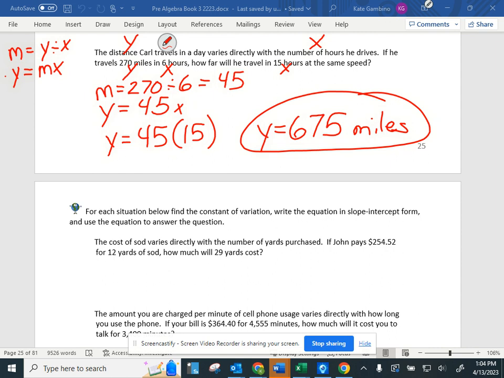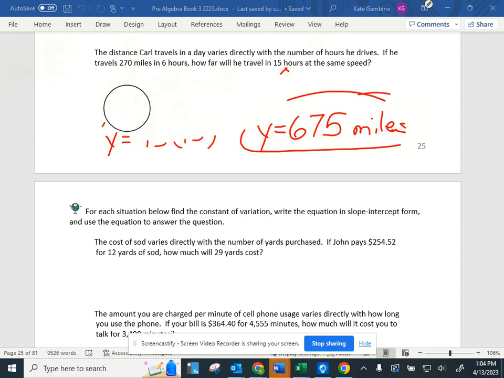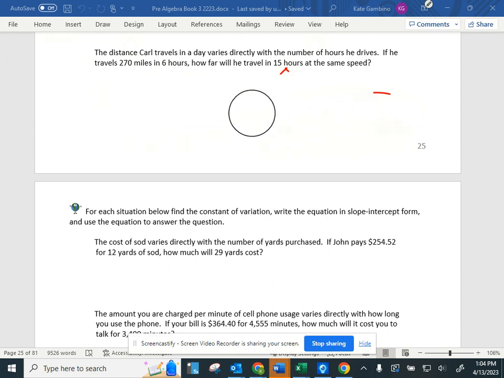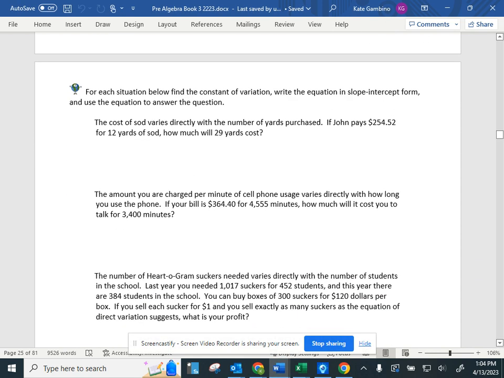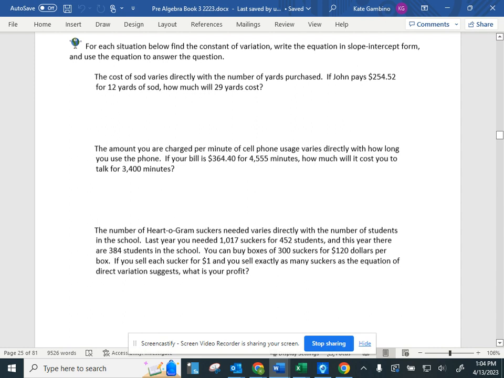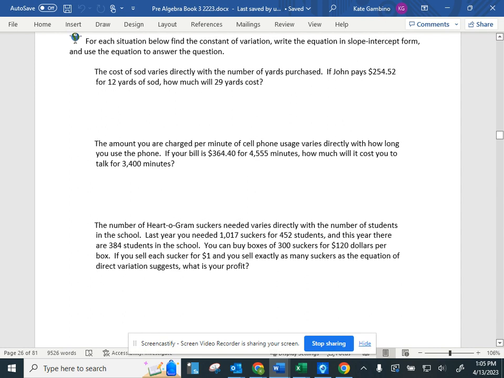So our next page, we have different word problems that you're going to have to do that same kind of math to. Figure out which one's your y, which one's your x, and then do all the steps. So for each situation, find the constant of variation, find that m, write it in slope-intercept form, and then answer the question, just like we were doing.